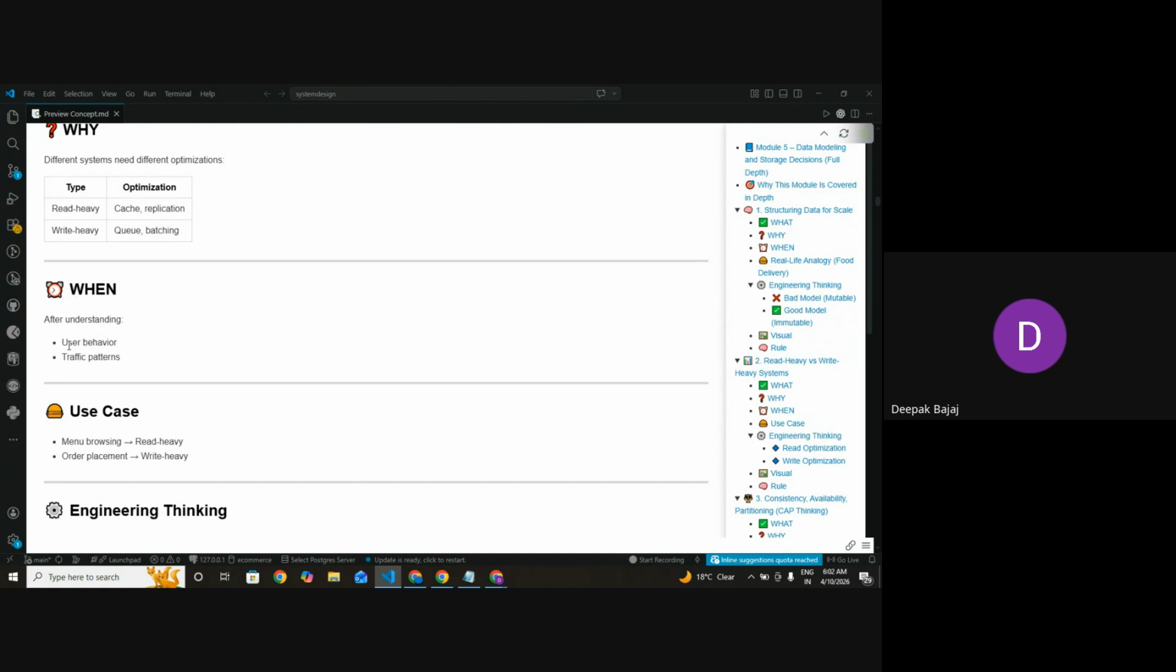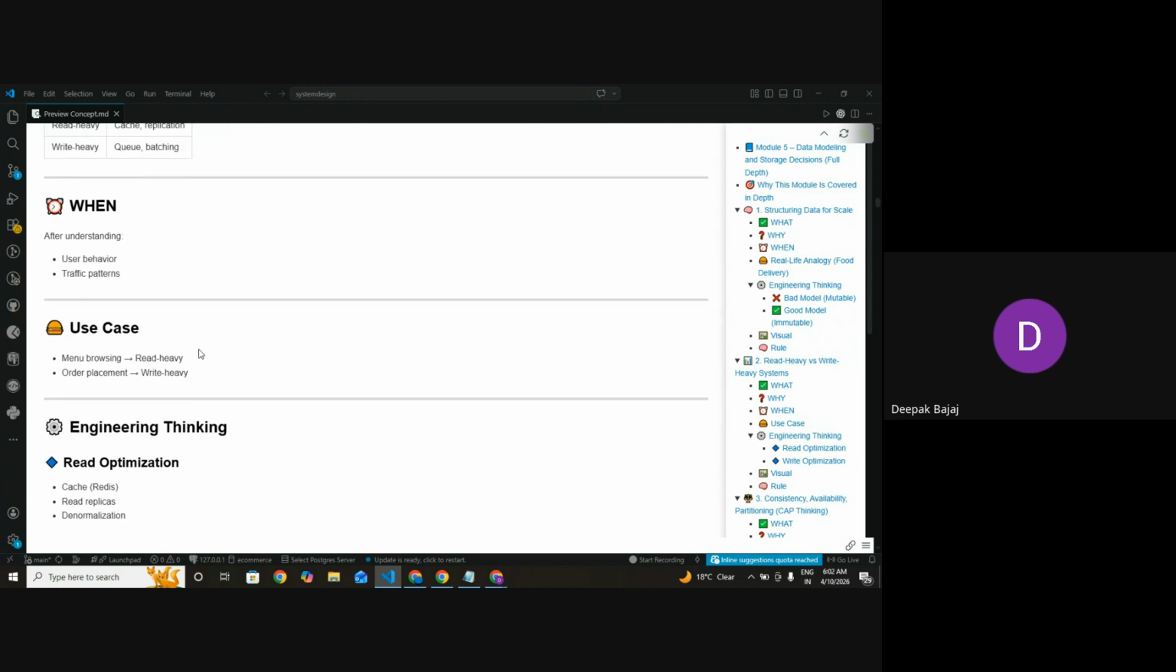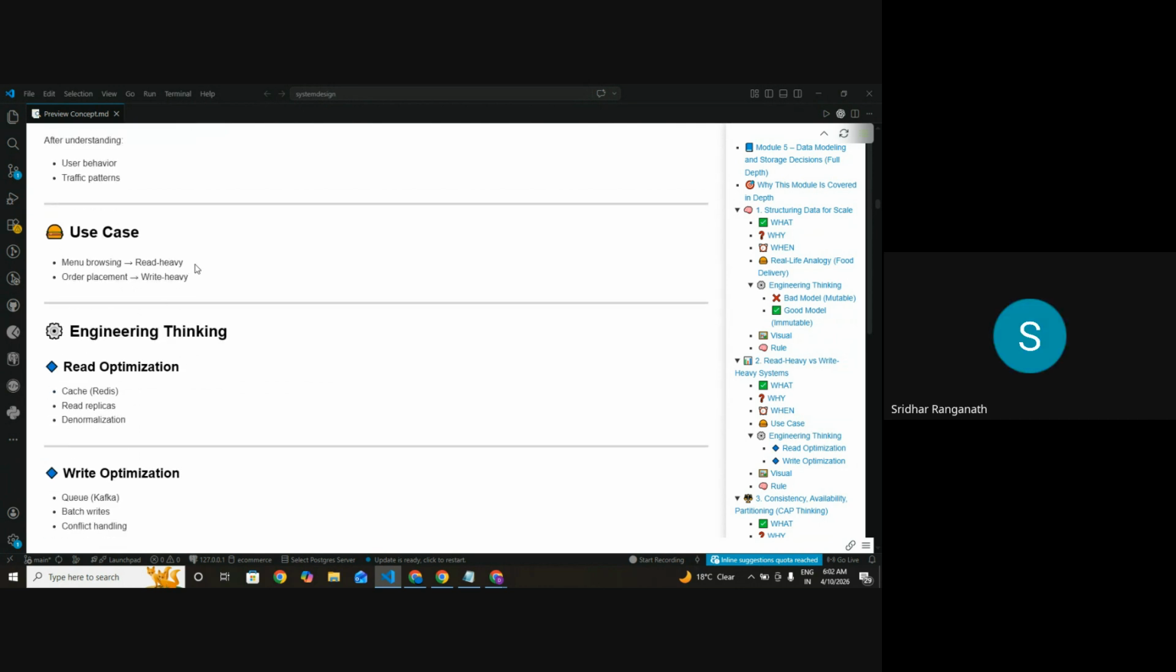After understanding user behavior and traffic pattern, the use cases: menu browsing is read heavy, and order placement is write heavy. Correct, which we discussed.